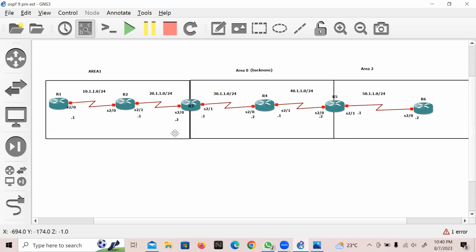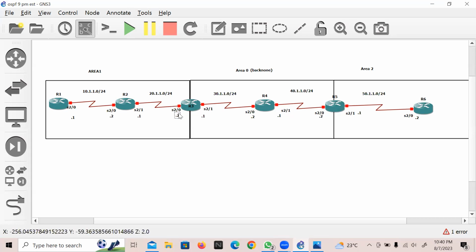Point two is missing again here. So if I'm writing point two, it means 10.1.1.2. If I'm writing 20.1.1, it means 20.1.1.1. Okay, I think you understand this thing.